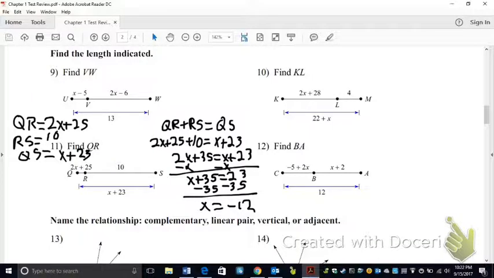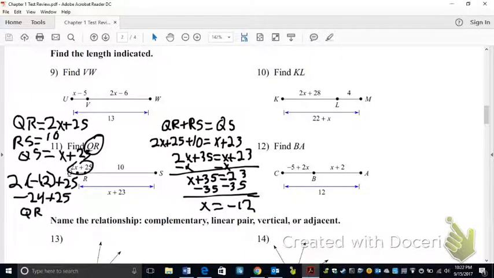Okay, so now what we're going to do, we were asked to find QR. QR is 2x plus 25. So we're going to go 2 times negative 12 plus 25, because what we're doing is we're taking that number that we just solved for, and we're plugging it back in. So we're now going to go 2 times negative 12. We're going to get negative 24 plus 25. So that's going to give us QR equals 1.